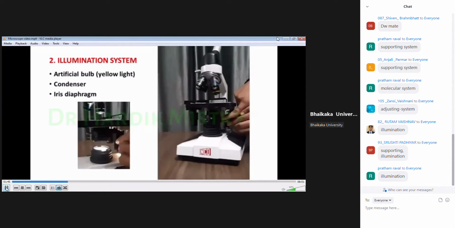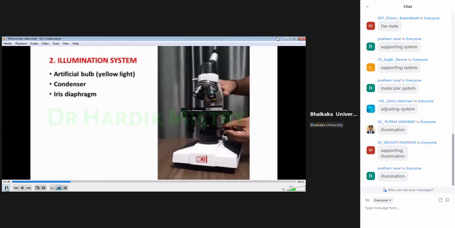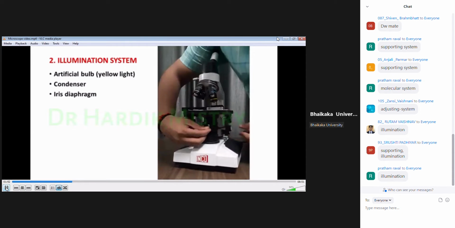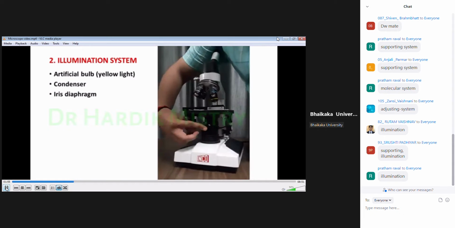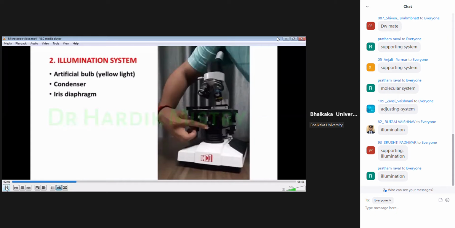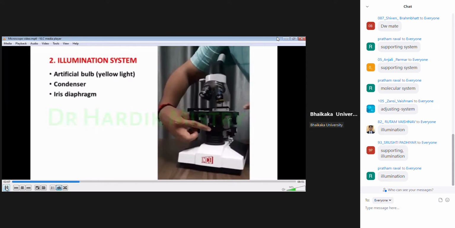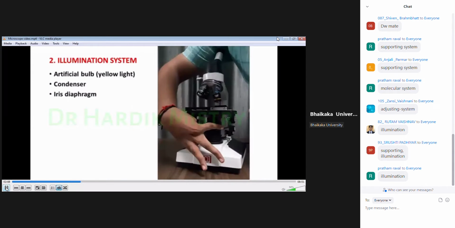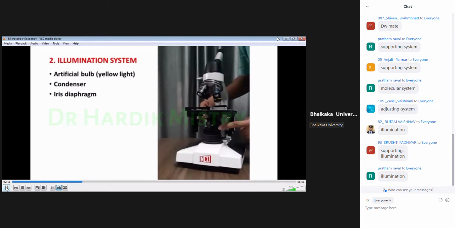Now you are clearly seeing this. This is the structure which is moving up and down. It is known as the condenser, and there is a pin through which we regulate the iris diaphragm, or the opening of the iris diaphragm. Whenever we push this pin to one side, the iris diaphragm is completely closed, and whenever we push this pin to the opposite side, the iris diaphragm will be completely open. So this is the pin to regulate the amount of light rays which enter the object, and this part is known as the condenser.